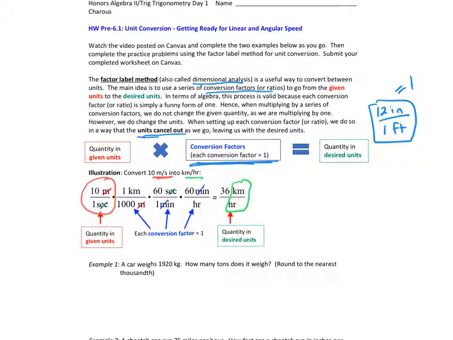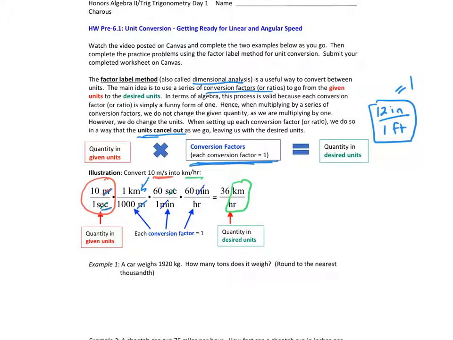So we can begin, for example, here we can say there's 1,000 meters in 1 kilometer. That's our first conversion factor. That's equal to 1. When we do that, we can cancel out the meters. And now our units would be kilometers per second. And kilometers is what we want.